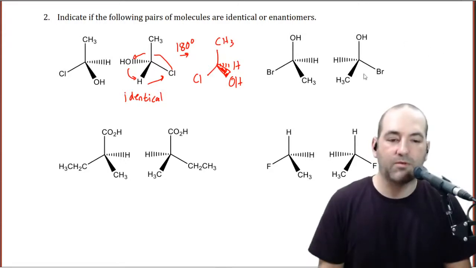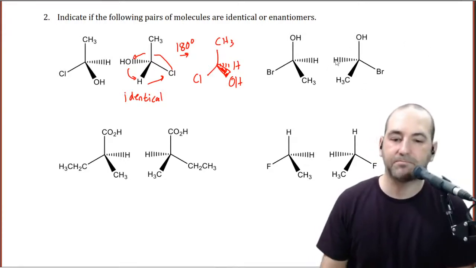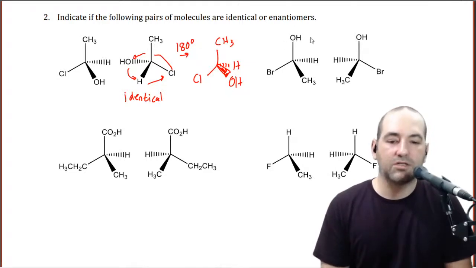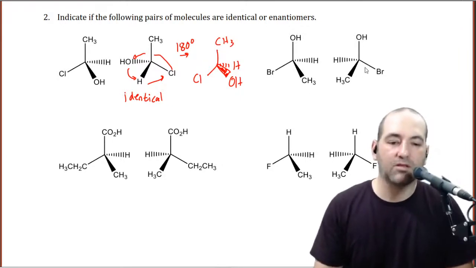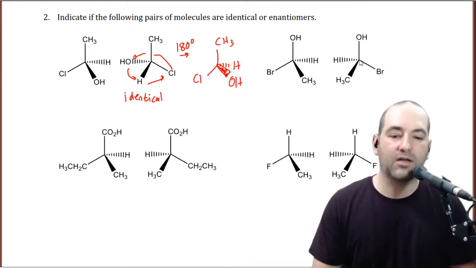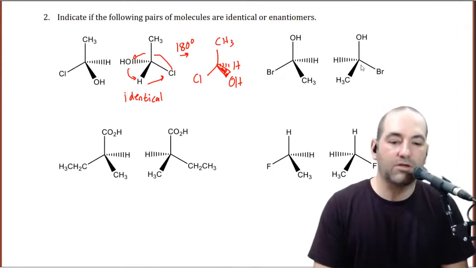Okay, let's try the same one with this next one. Same thing with this next one. Again, the OHs are in the right spot. The bromines are opposite each other. So we want to rotate this around and see if they're identical or not. So we're going to do the same thing. Rotate this around 180 degrees.